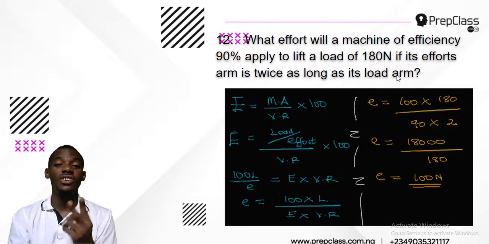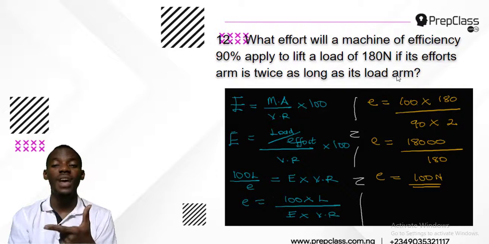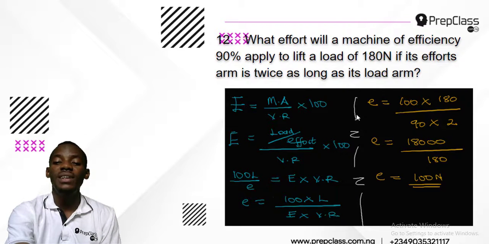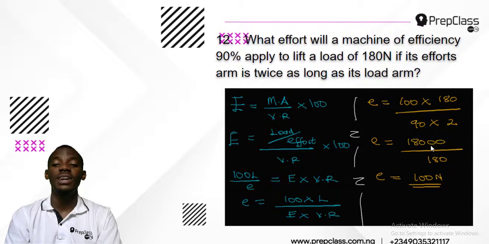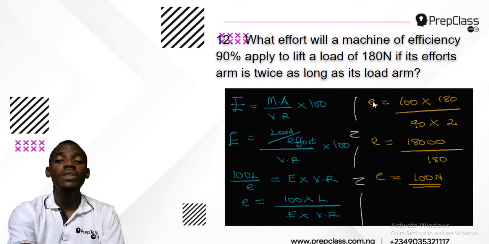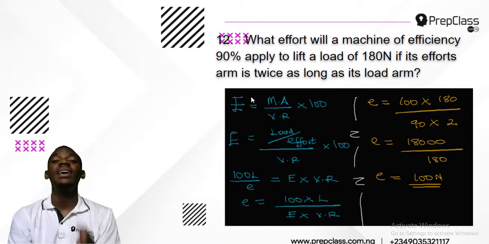That is just the little trick they played on VR, and therefore the effort will now become 100 times 180 over 90 times 2, which is 18,000 divided by 180, and that is 100 Newton. So your effort is 100 Newton, and that is the answer to that question. Don't forget, most importantly, you must remember that the efficiency of a machine is MA over VR times 100.